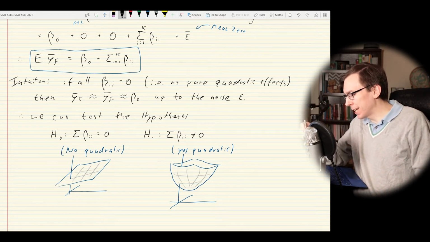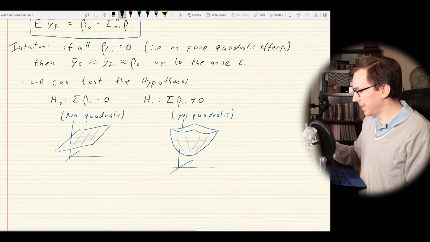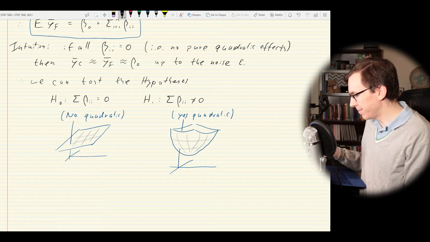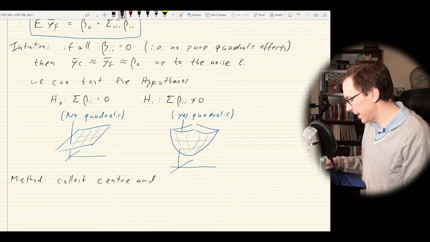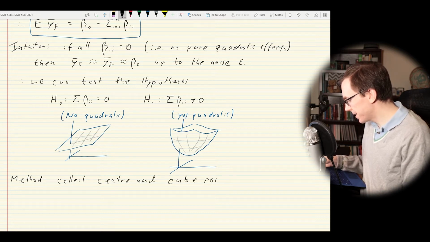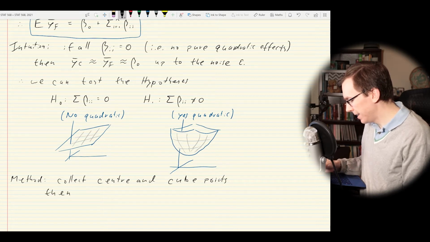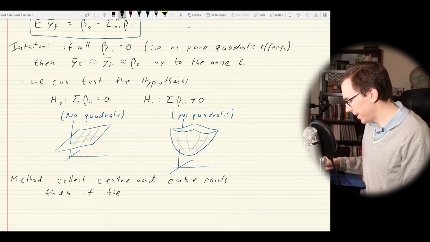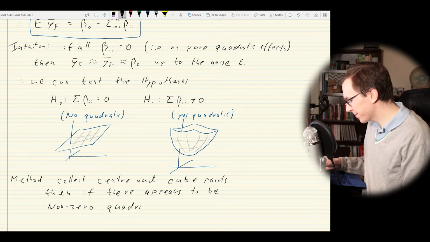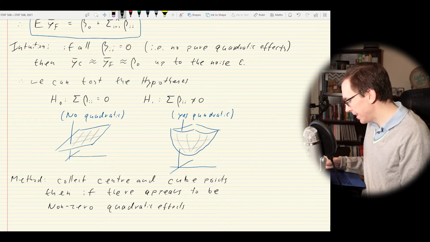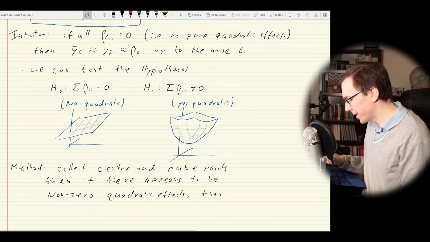But this is roughly what we're doing. So the idea, we'll write down the method, is: collect center and cube points. Then, if there appears to be non-zero quadratic effects, then collect the axial points.